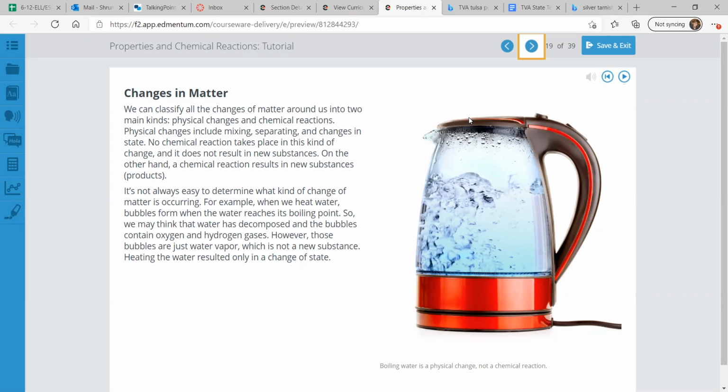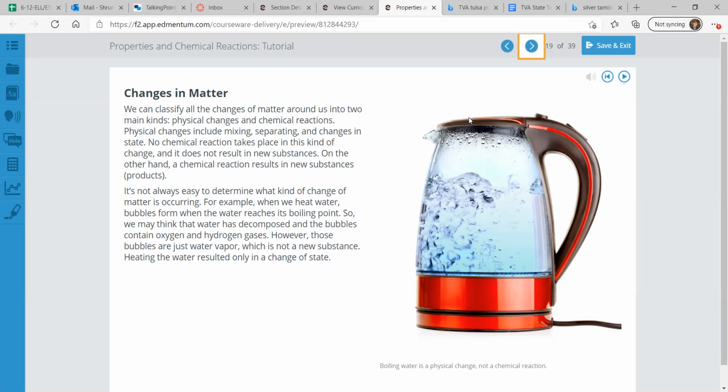We left off on the changes in matter slide, and we can classify all the changes of matter around us into two main kinds. We have physical changes and chemical reactions. If you remember, there were four indicators of a chemical reaction. One is a change in color. Two is a change in temperature. Three is the release of some type of gas. And four, a precipitate forms. If you mix two liquids together and you see a solid developing, that's a sure sign of a chemical reaction.